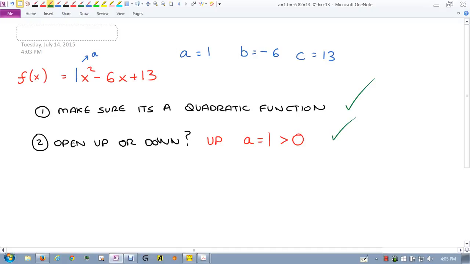So it opens up. All right, I'm going to draw a little picture of this. It opens up. Keeping that in mind, I'm going to even draw a little vertex on it because I know it's going to have a little vertex, somewhere. The next step is actually to find the vertex. Find vertex.